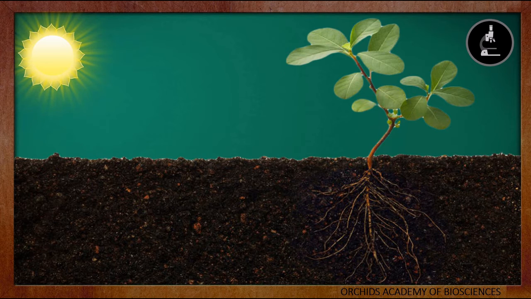Starting with phototropism. Phototropism is a directional movement of the plant part in response to the light stimulus. For example, in the experiment we saw that the shoot was growing towards the light. So whenever there is a directional movement of a plant part towards the light, it is called phototropism.